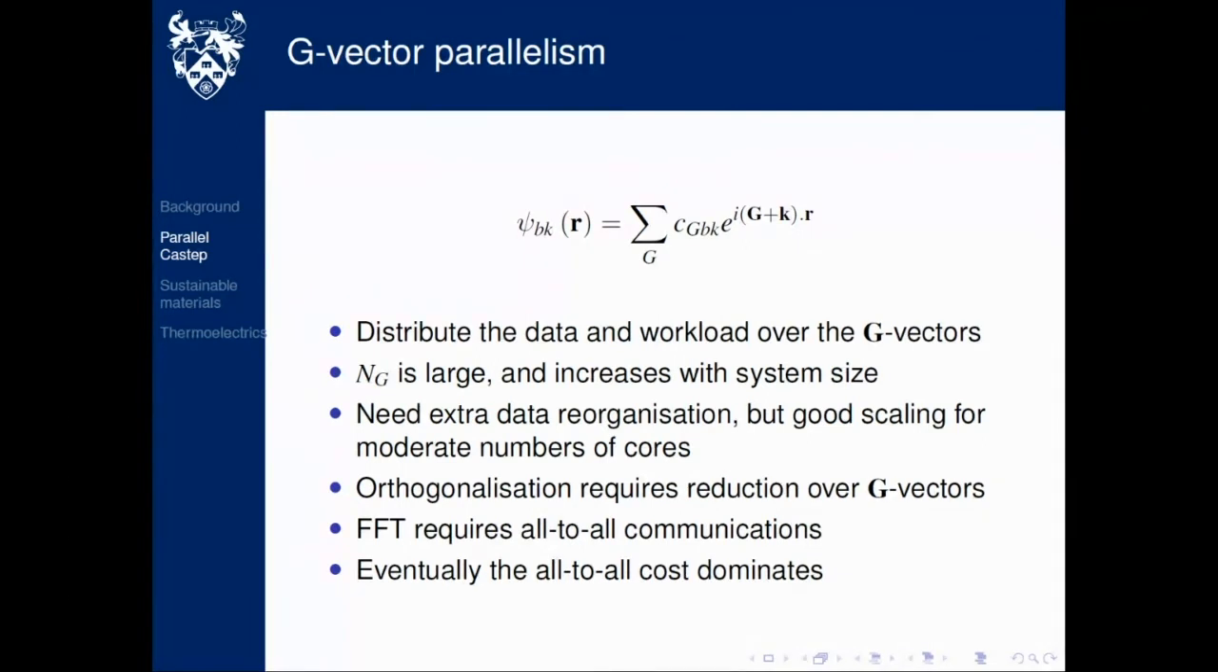The reason it doesn't scale to large numbers of cores is because when I do my Fourier transforms, if I want to know what the wave function is doing at a particular point in space, I need to know what's going on at all of the different spatial frequencies, these G vectors. And I distributed those amongst the cores. So whenever I need to know what's happening in real space and I need to do a Fourier transform, all my cores need to talk to each other. And that's an all-to-all communication. And eventually, as you increase the number of cores, that starts to dominate, starts to hurt you.